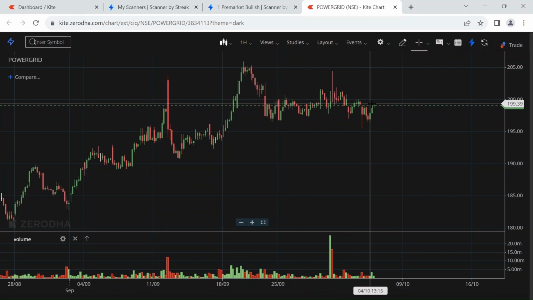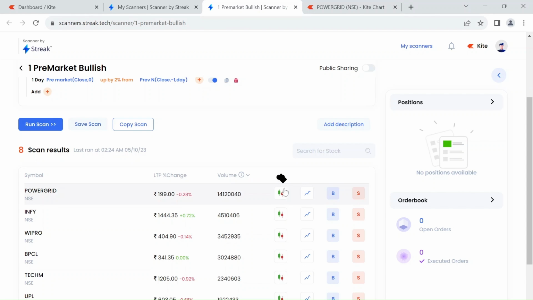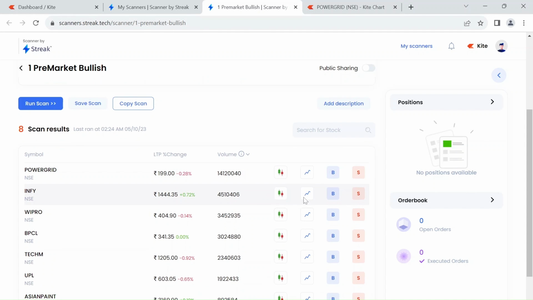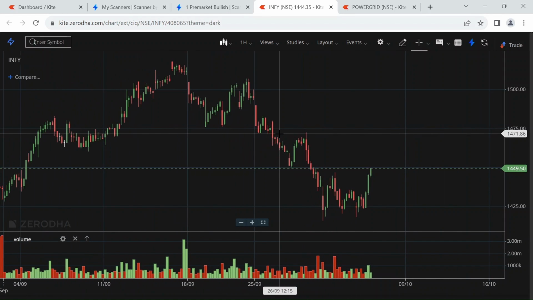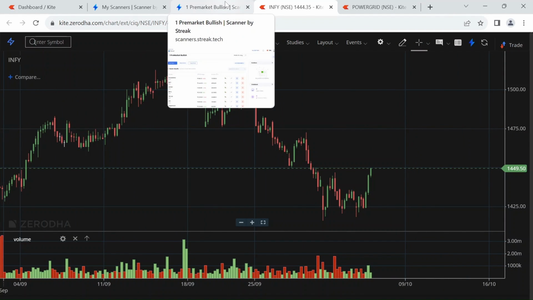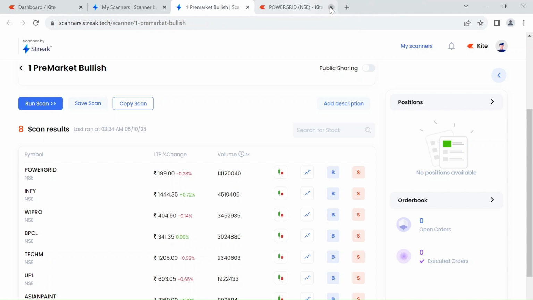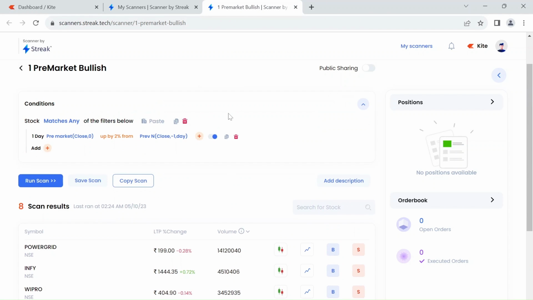But you just have to check the chart and all these things, and if you find a very good structure and a very good trading opportunity in any of these stocks, then you can go ahead and make your trade.